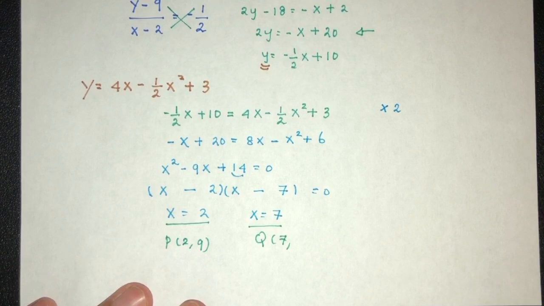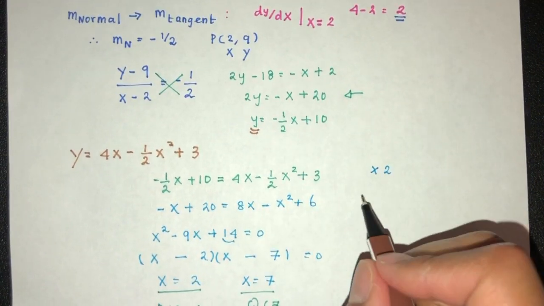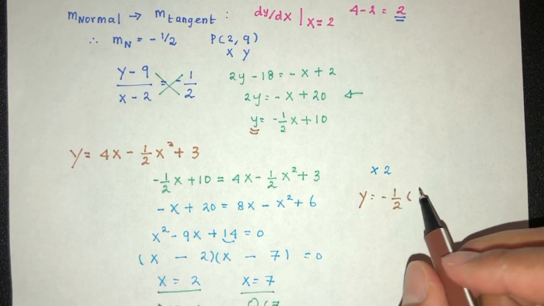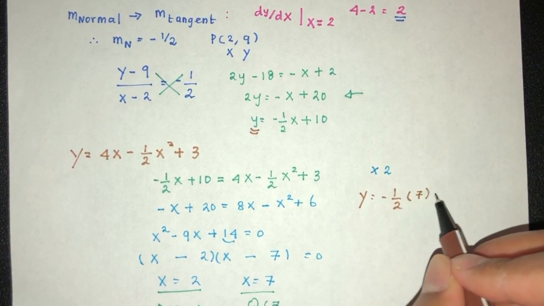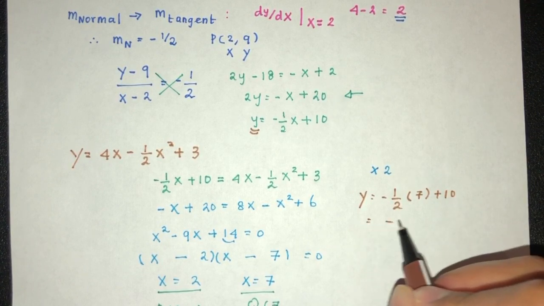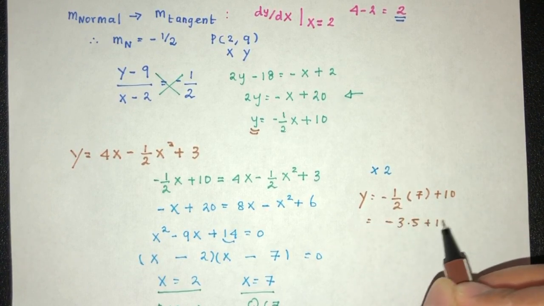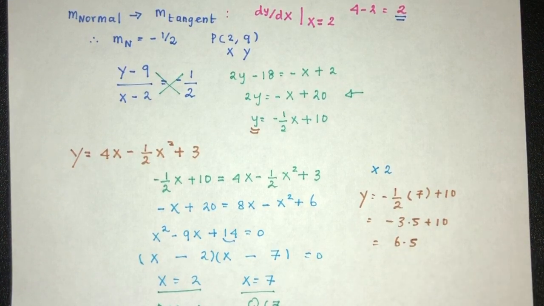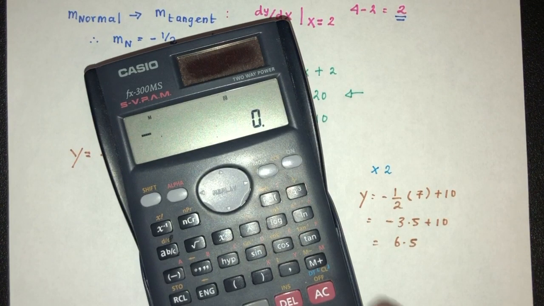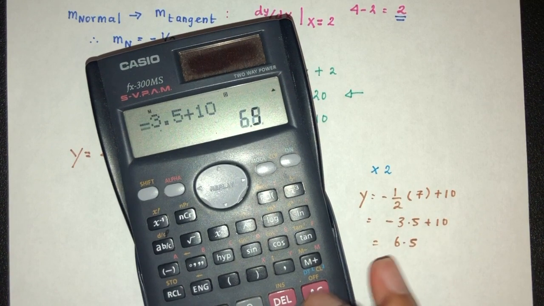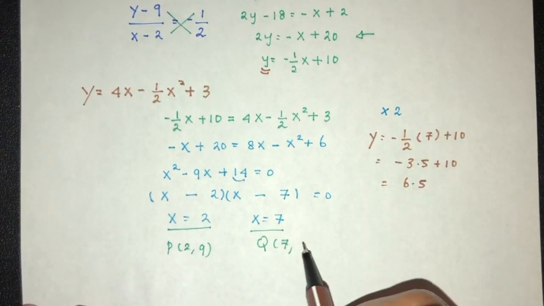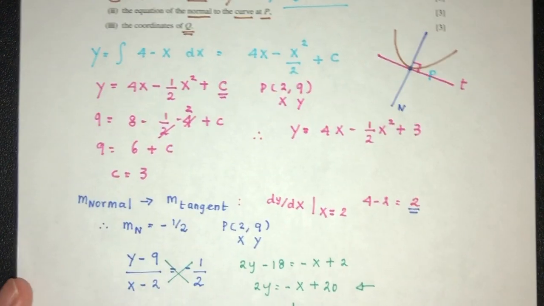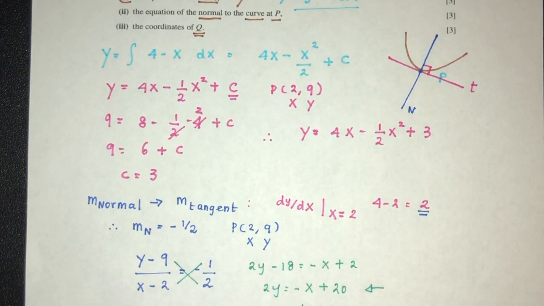To find the y value, we'll just replace back in the equation of the normal. So y will be minus half times 7 plus 10. Minus 3.5 plus 10 should be 6.5. But you can always double check so you can avoid making silly mistakes. Minus 3.5 plus 10 should be 6.5. There you go. This will be your point Q, and that is part 3 of the question.